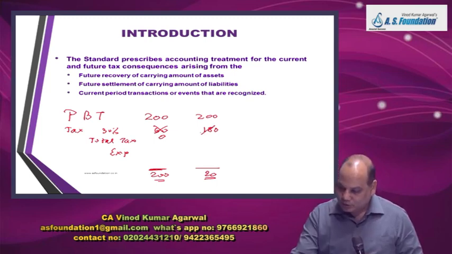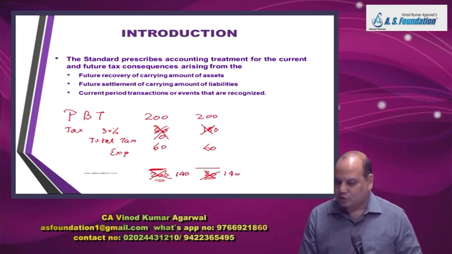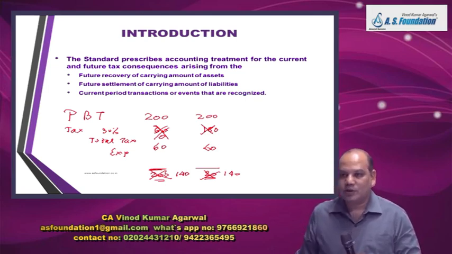But if you apply this standard, then both the years you will approximately provide 60. So both the years your profit figures will be approximately same because you are earning same amount of income. So your profit after tax should also be approximately same. That is the whole idea behind this standard.